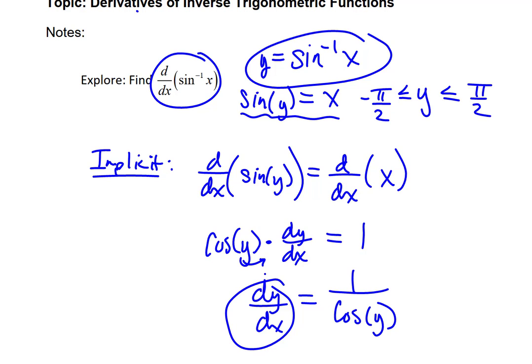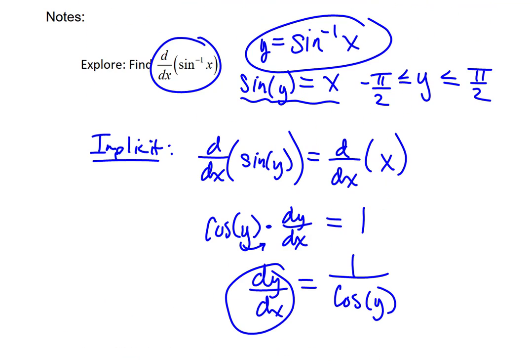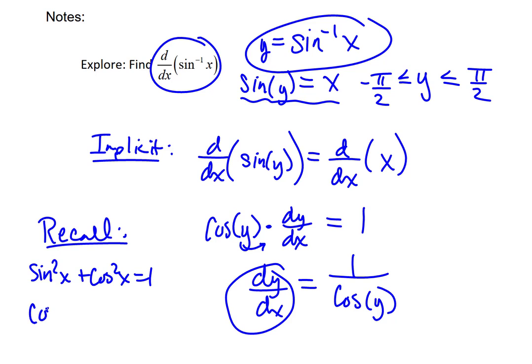Now, the tricky part, though, is that I have it in terms of y, and I really don't want that. I'd like to find dy dx in terms of x. So what we can do is bring in the Pythagorean identity. So let's recall that sine squared of anything, we'll call it x, plus cosine squared of x equals 1. This would mean if I solve for cosine of x, in fact, to make it clear, let's go ahead and just use the letter y. The identity works for any variable. You could use theta, y, whatever. Let's just use y to make it clear.